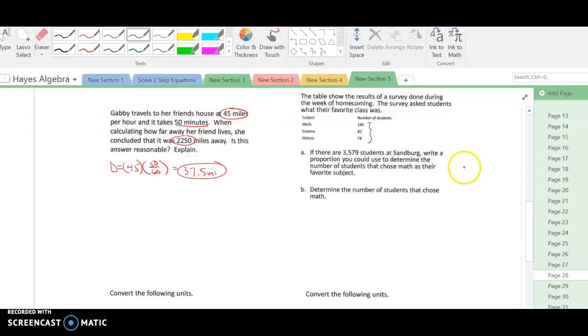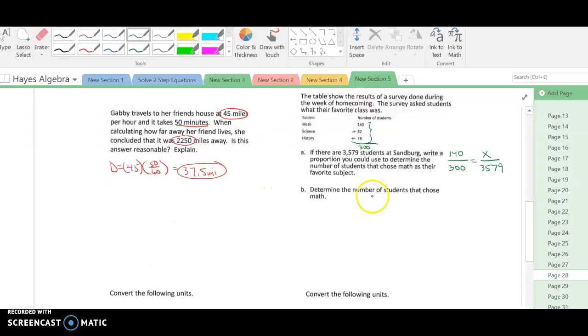So now they're going to use that. The proportion we're going to say is 140 out of how many? If I add these up, 140 plus 82 plus 78, that adds up to 300. So 140 out of 300 is going to equal, I don't know how many, out of 3,579. So that's the proportion I would use.